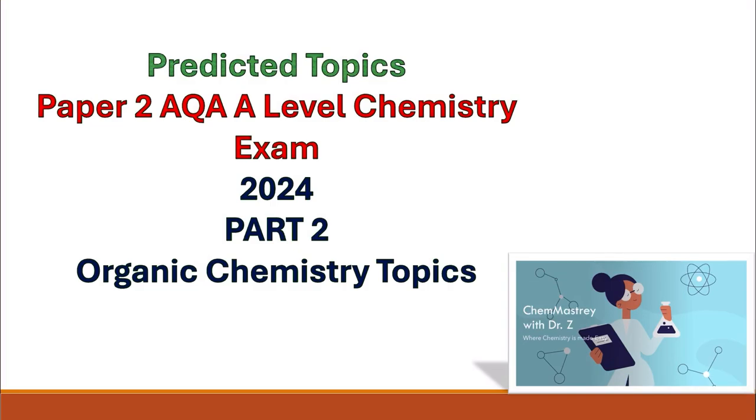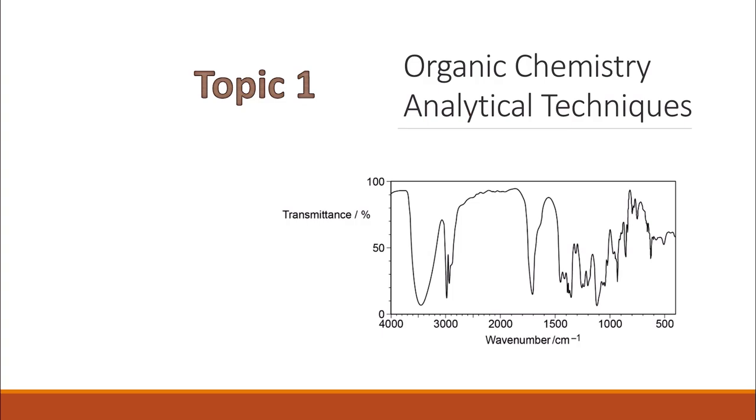Predicted topics for paper 2, AQA A-level chemistry exam 2024. This is part 2 for organic chemistry topics. We had part 1 for physical chemistry topics. The first topic, which will definitely be in your exam, is the analytical techniques.